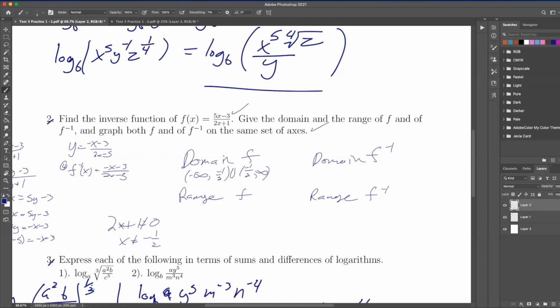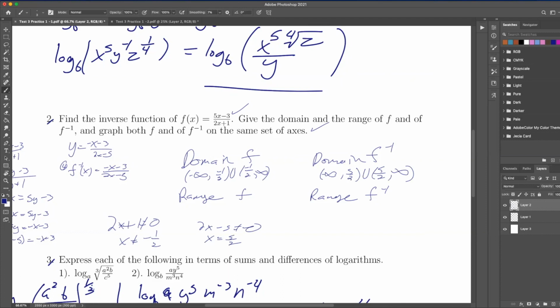The domain of f inverse is the following. This cannot equal 0, so 2x minus 5 cannot equal 0. In this case, x cannot equal 5 halves. And so here, we're going to go from minus infinity to 5 halves, union 5 halves to infinity.